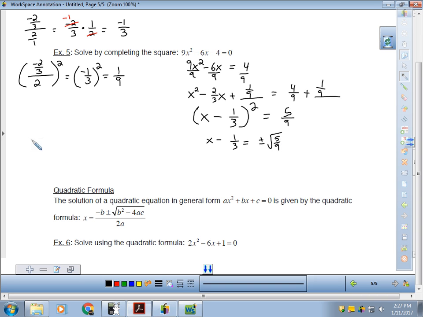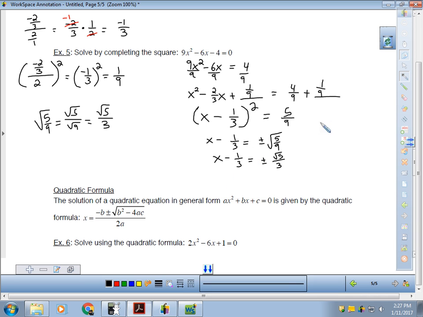Now to this point I want to just talk for a second. When we have the square root of 5 over 9, really what we have is the square root of 5 getting divided by the square root of 9. Now, square root of 5, I don't really know, so I'm just going to have to leave it as square root of 5. But square root of 9, I know, right? Square root of 9 is 3. So really what this equation is saying is I have x minus 1/3 equals plus or minus the square root of 5 over 3.